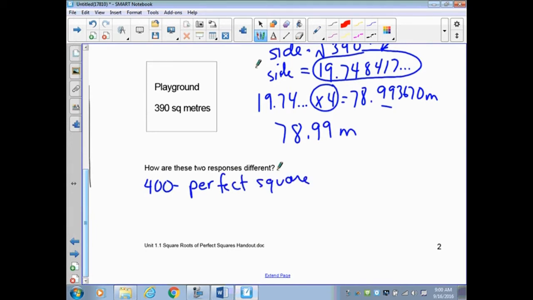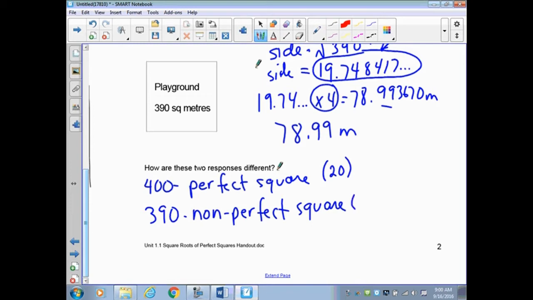Okay. And the second one, the 390, is a non-perfect square. We know this because the side length of this one was 20, which was a whole number, and the side length of this one was 19.74, or I guess it's 75 when you round it off properly from up here. So 19.75, it's non-perfect because it actually is a decimal.